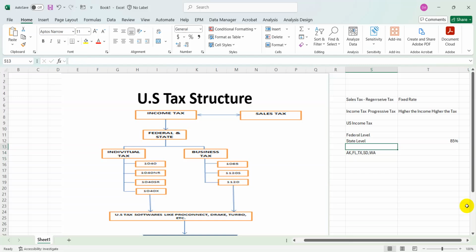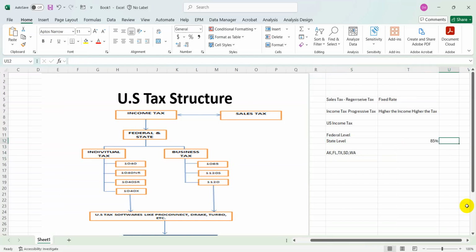And those states which do have income tax are, for example, Alabama, Arizona, Arkansas, North Carolina, New Mexico, New York, California. So these are the states which do have state level income tax, and those are the states which do not have state level income tax. Now that's the federal level and the state level. The next part is how many types of taxes there are. So basically there are two types of taxes. The one is the individual tax.